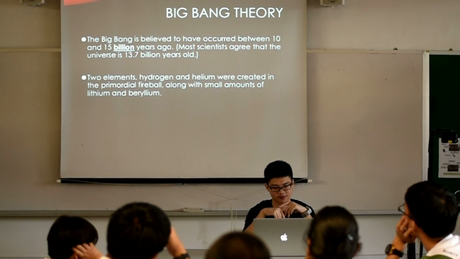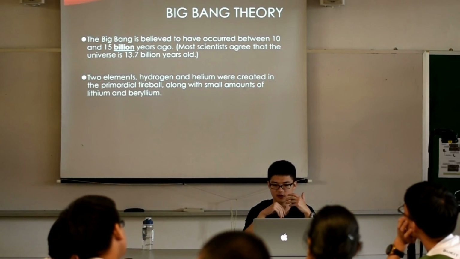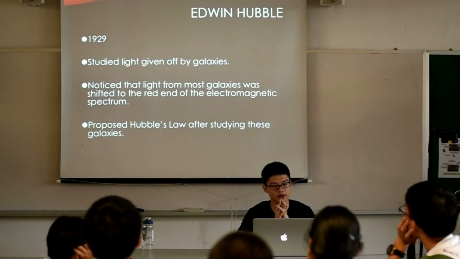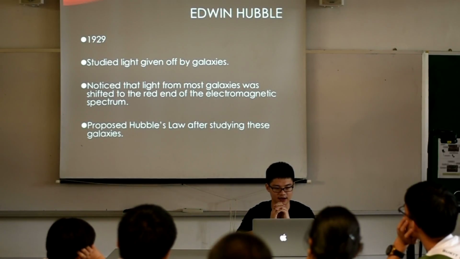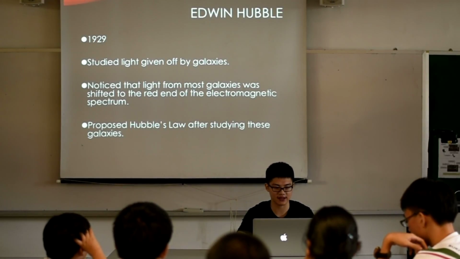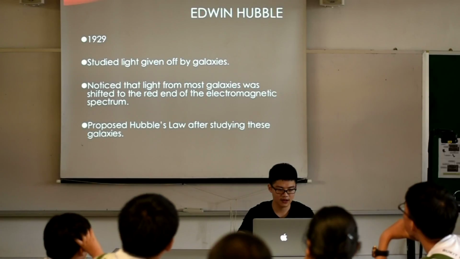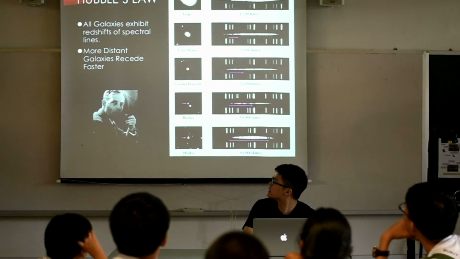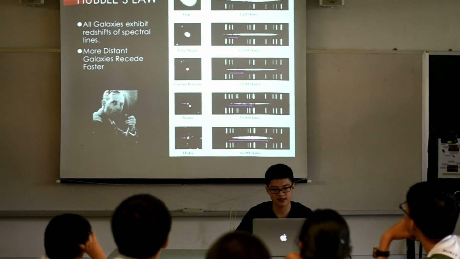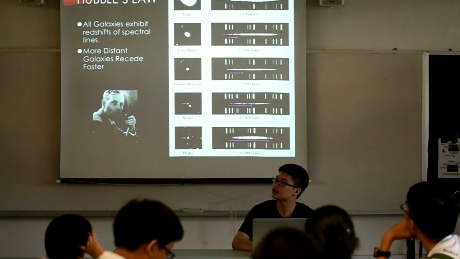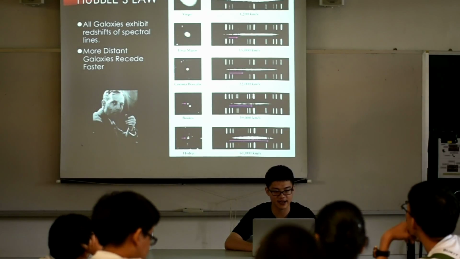So after the creation of the Big Bang theory, people started to find evidence of the Big Bang. In 1929, Edwin Hubble studied the light given out by the galaxies, and he noticed that light from most galaxies was shifted to the red end. So he proposed Hubble's law afterwards. You can see the diagram on the right. It is the shift of the spectrum of some galaxies. It all shifts to the right, which is the red end.